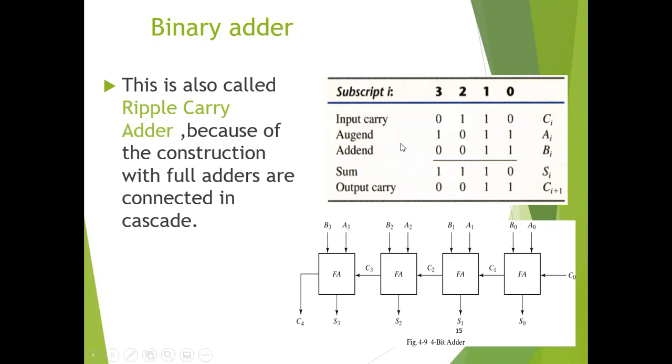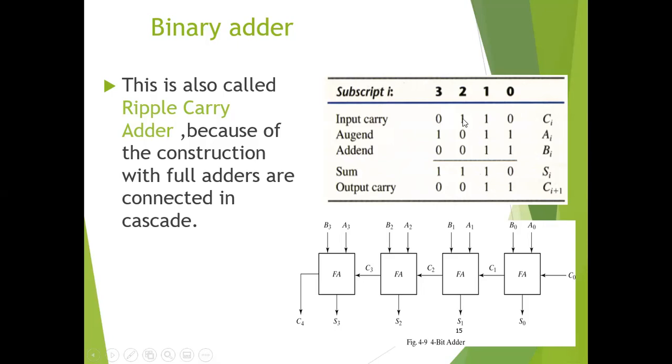In these four full adders, C0 is equal to 0. The input carry for the first full adder is 0, and these are the values of A0 and B0, which produce 1 plus 1 equal to 0, and this will be C1, the output carry, which will be the input carry of the second adder. By adding these three, 1 plus 1 plus 1, the output sum will be equal to 1, and the carry will also be equal to 1.